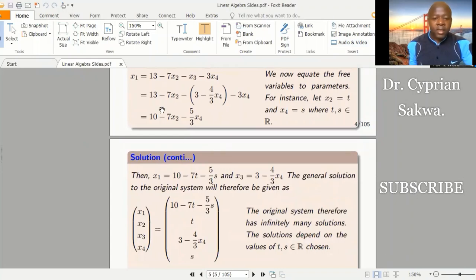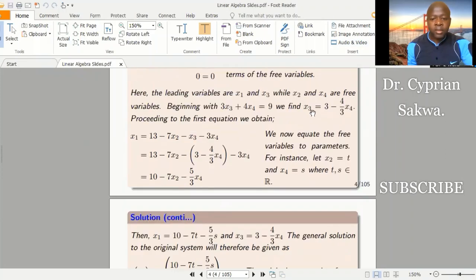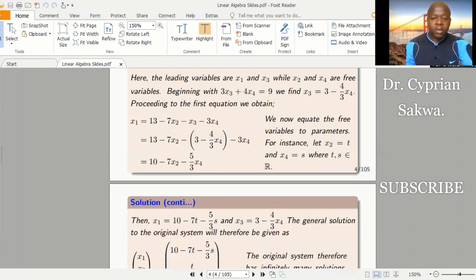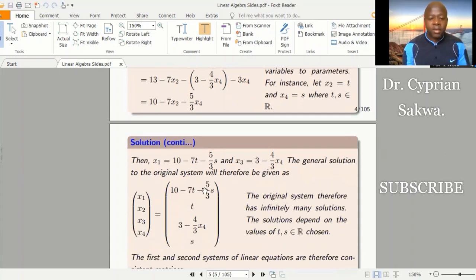I got x1 to be this, and I also got an x3 to be that. This value here is x3, this is x1. And then after saying that x2 is t and x4 is s, I can now write a general solution to that system. x1 is this, x2 is t, x3 is this, and x4 is s. This is the general solution.